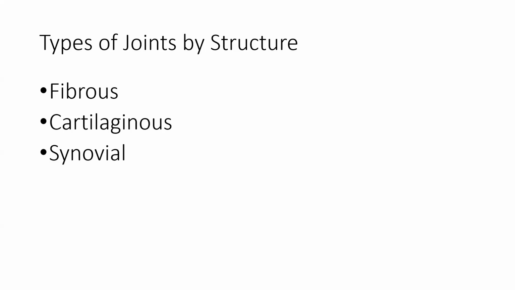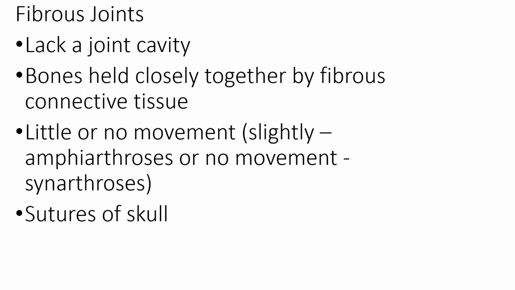So, movement-wise: immovable, slightly movable, freely movable. The synovial capsule joint is the most common joint in our bodies. Now, if we're looking at our joints by structure, so we've seen them by movement, immovable, slightly movable, freely movable, now let's look at them by structure. The fibrous joint, the cartilaginous joint, and the synovial joint. I've already given it away, because synovial is the freely movable one, with the synovial capsule. Okay, so let's talk about the three structures.